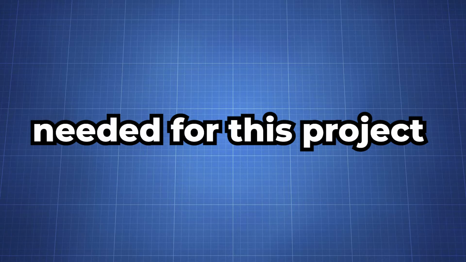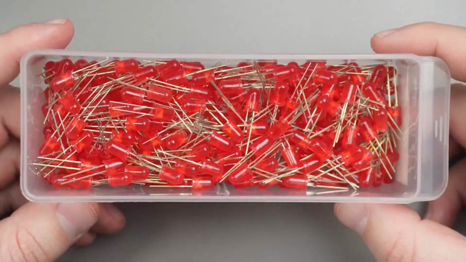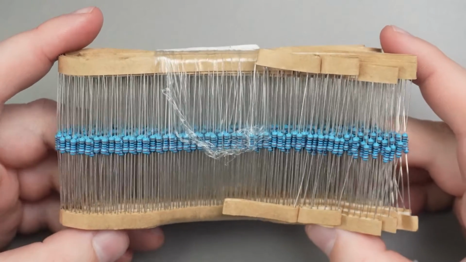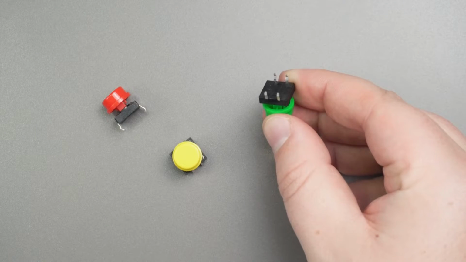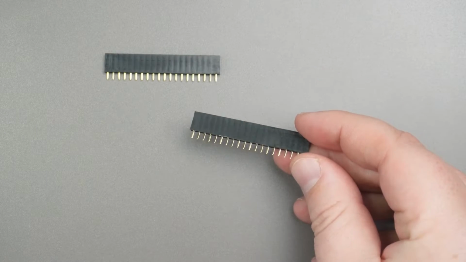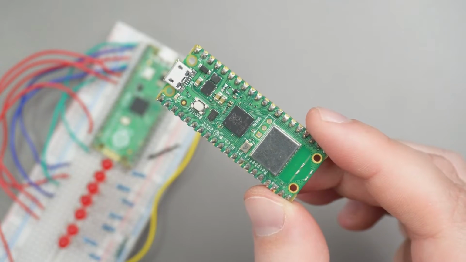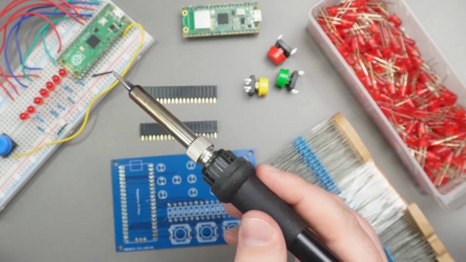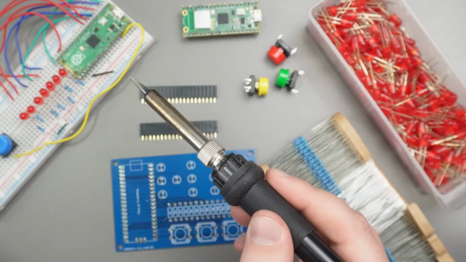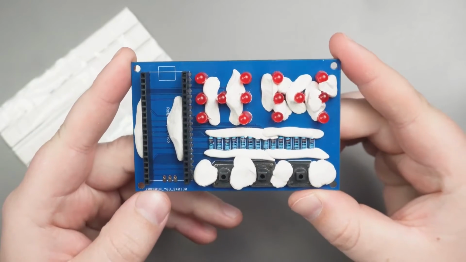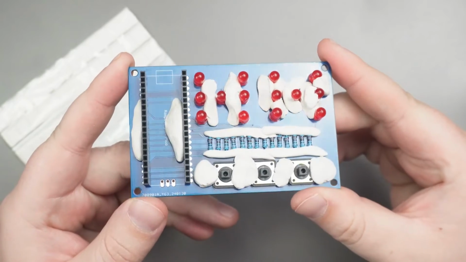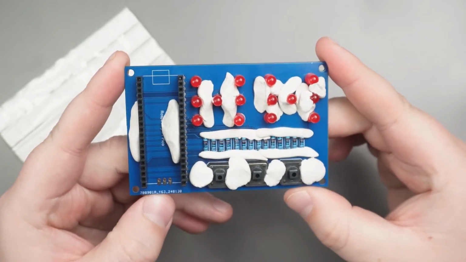The components needed for this project are 14 LEDs, 14 resistors which can range from 330 ohm to 1 kilo ohm, 3 12x12mm push buttons, 2 20 female header pins and the Raspberry Pi Pico. All that is left to do then is to solder everything together. I always hold my components to the PCB using blue tack, which will make it easier for components to stay in place when soldering.